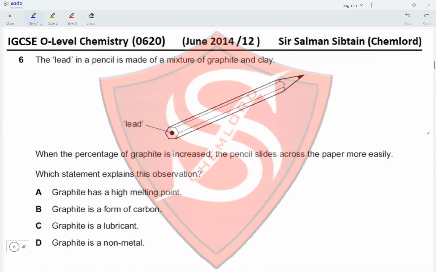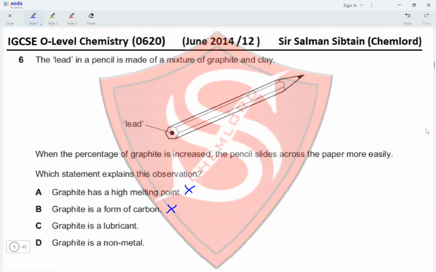Question 6. The lead in a pencil is made of a mixture of graphite and clay. When the percentage of graphite is increased, the pencil slides across the paper more easily. Which statement explains this observation? Graphite has a high melting point. The statement itself is correct, but does not explain why a pencil slides across the paper more easily. So it becomes incorrect. Graphite is a form of carbon. Again, a true statement, but does not explain the situation.